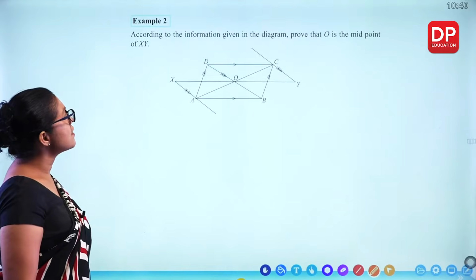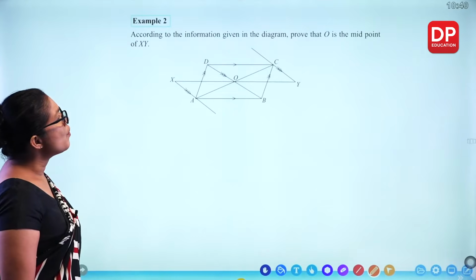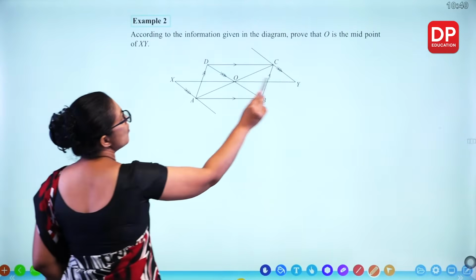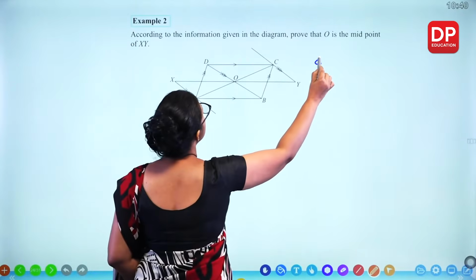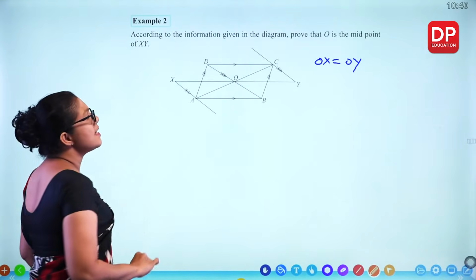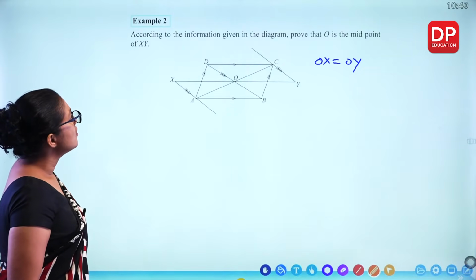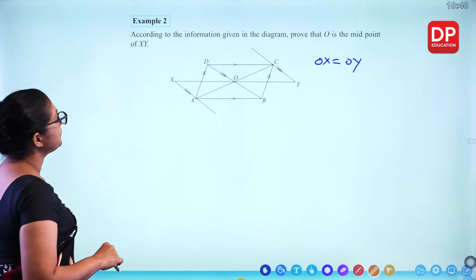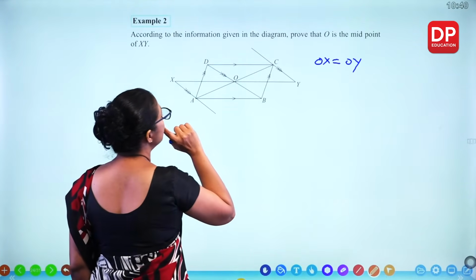Example 2 in your textbook. According to the information given in the diagram, prove that O is the midpoint of XY. So O is the midpoint means we have to show that OX is equal to OY. We need to prove that this is equal. Then O is the midpoint of XY. So we know these all are parallelograms. All sides are parallel.